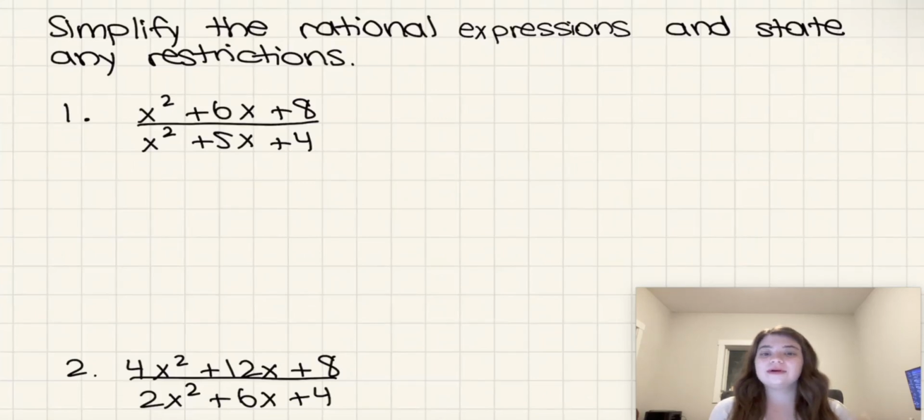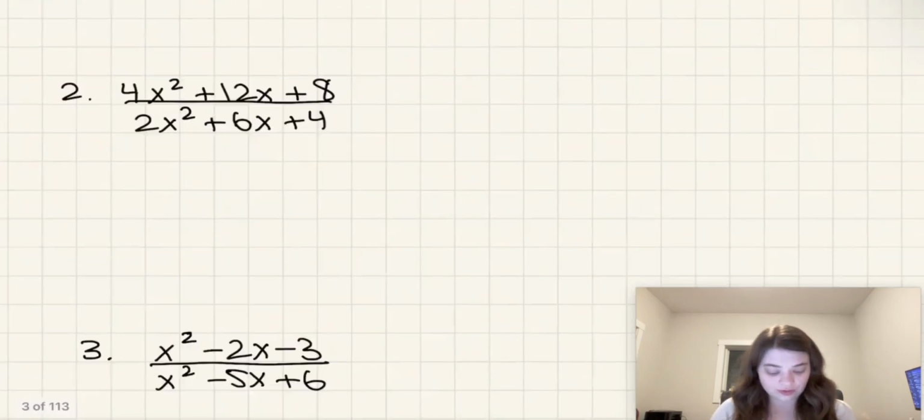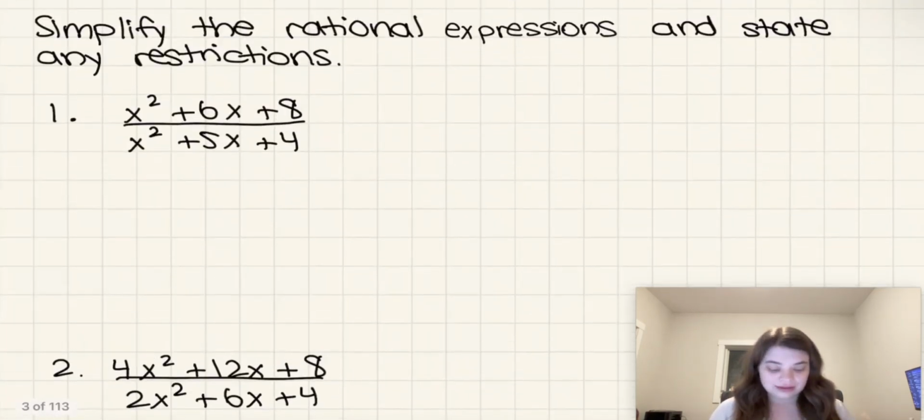So today we're going to be simplifying these rational expressions and also stating any restrictions. There's three questions that we'll do today. So for this first one, very first thing I'm going to do is factor both the numerator and denominator. Whenever we're simplifying rational expressions, that's always a big thing we want to do. That's usually a key because then we can see if there's any factors within the numerator and denominator that we may be able to cancel out.